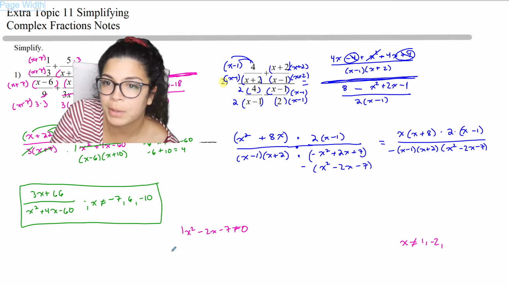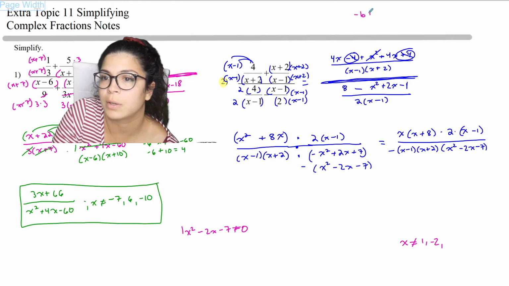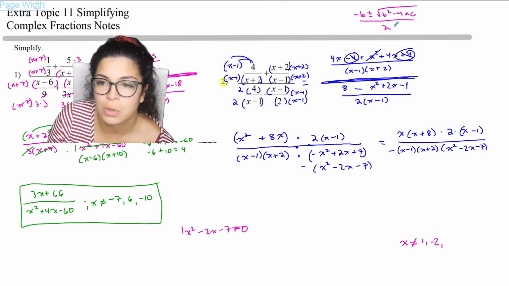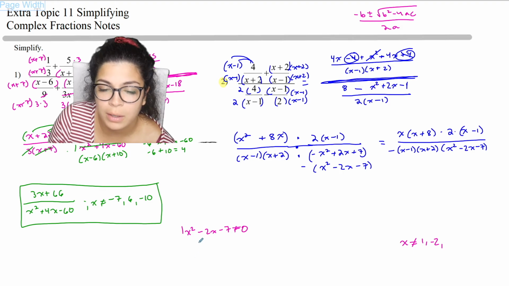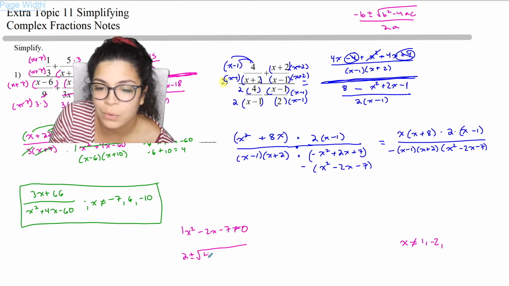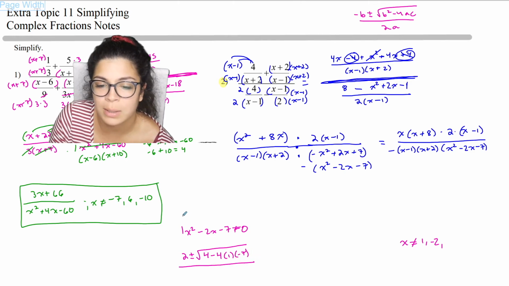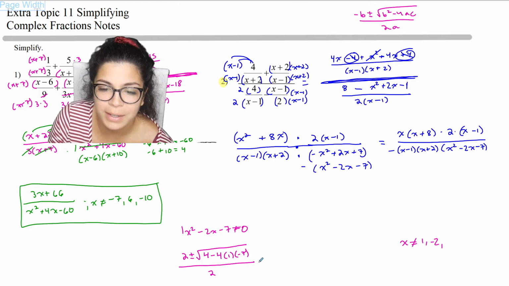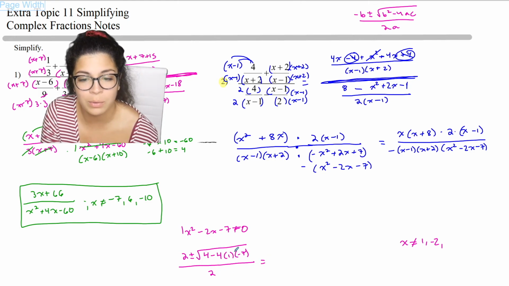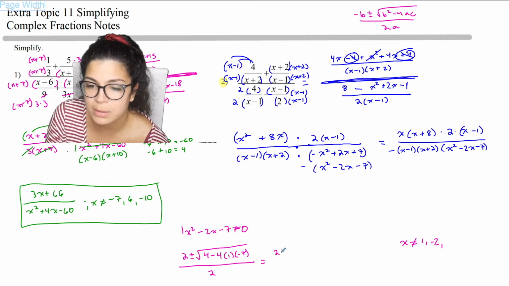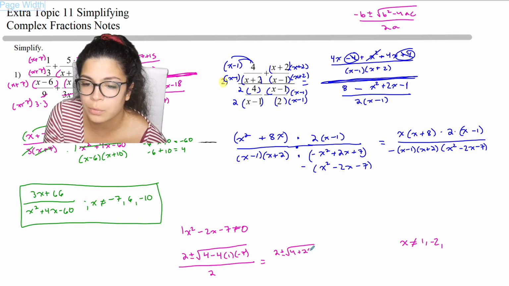So remember the quadratic formula is negative b plus or minus the square root of b squared minus 4ac, all over 2 times a. So in the numerator, negative b, which is negative 2, would be positive 2, plus or minus the square root of negative 2 squared, which is 4, minus 4 times a, which is 1, times c, which is negative 7. That's all going over the denominator of 2 times a. 2 times 1 would just be 2. Let's go ahead and simplify that. Negative 4 times 1 times negative 7 would be positive 28. So this is 4 plus 28, all over 2.